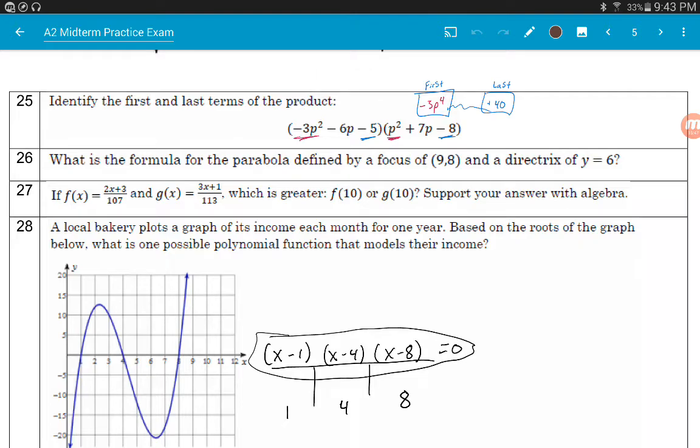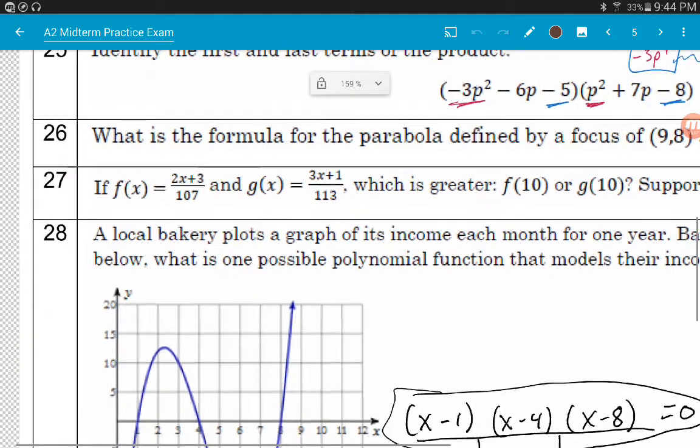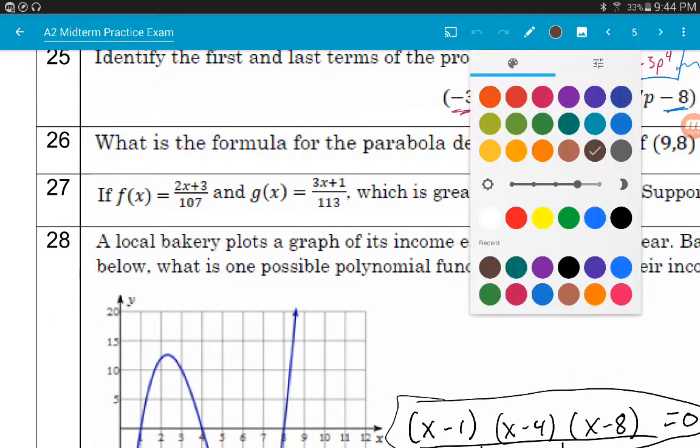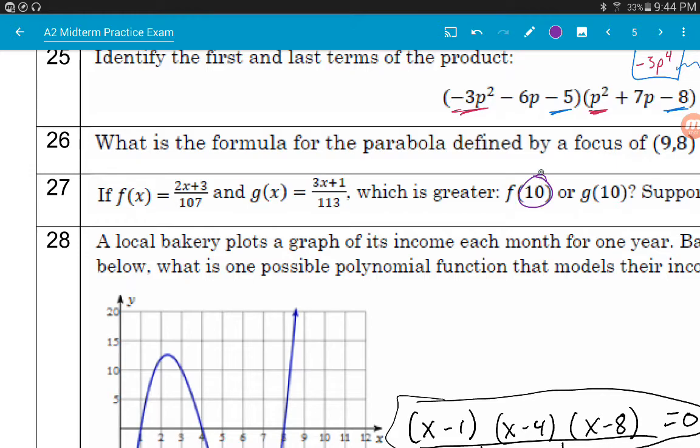Question 27. If f of x is equal to 2x plus 3 over 107, and g of x is equal to 3x plus 1 over 113, which is greater, f of 10 or g of 10? I'm not going to do this one. This is a freebie question. F of 10 means plug 10 into the f function. You could do that in a calculator. Find out what the decimal is. G of 10, plug 10 in here and solve this one. And you literally just say which one is bigger, f of 10 or g of 10.